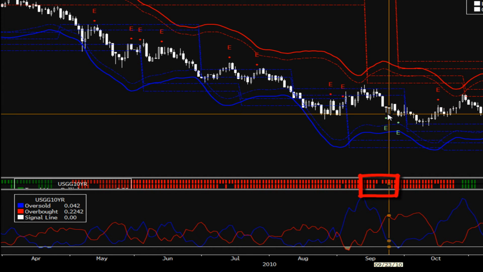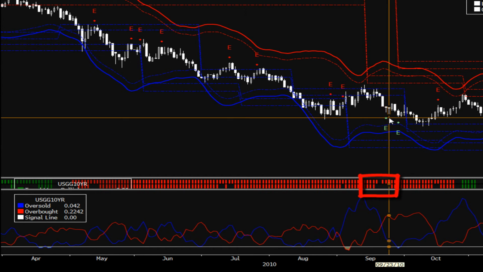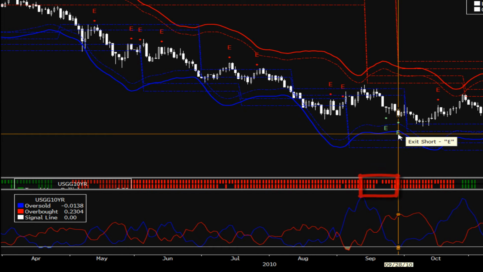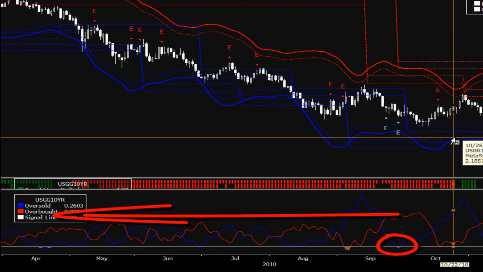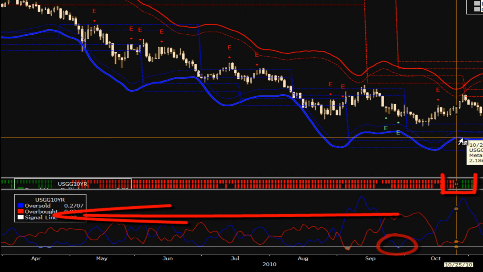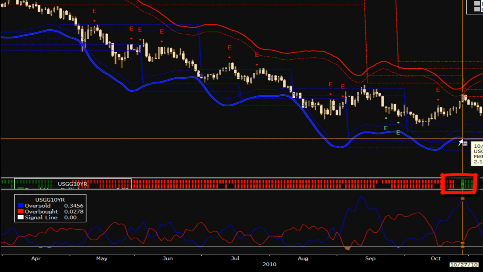weakening, and we also begin to get extremes on the other side. And then finally, we have an extreme condition where oversold has reached below the signal line. And then eventually we have trend wave going completely neutral and then switching to positive.